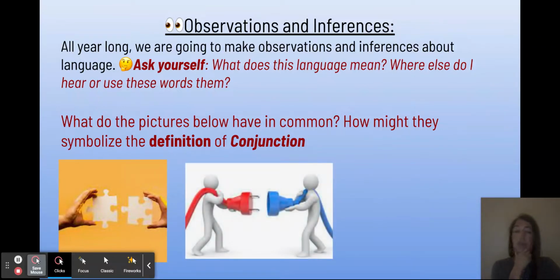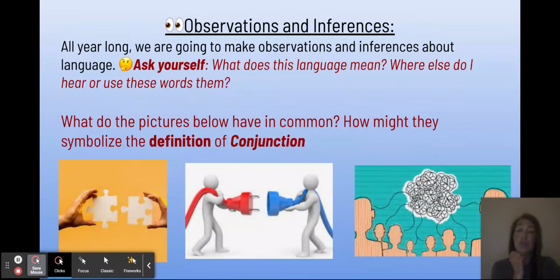and I want you to look at them and write down on a piece of paper or in Notability what you think the word conjunction means before we get going on our lesson. So pause the video and go ahead and look at these, examine them, because these are my clues for what this might mean.